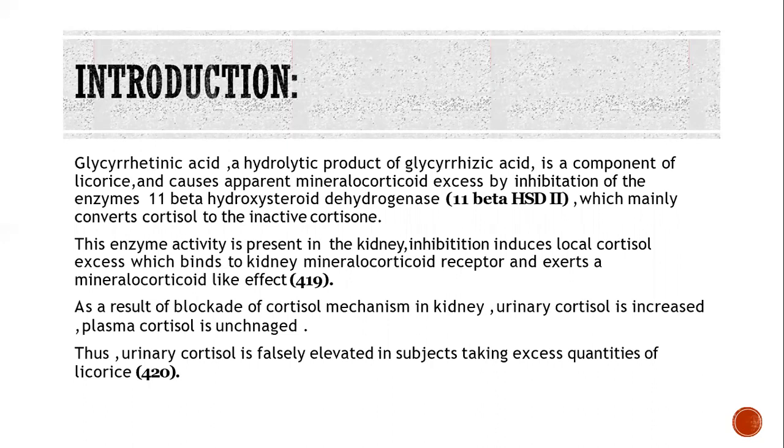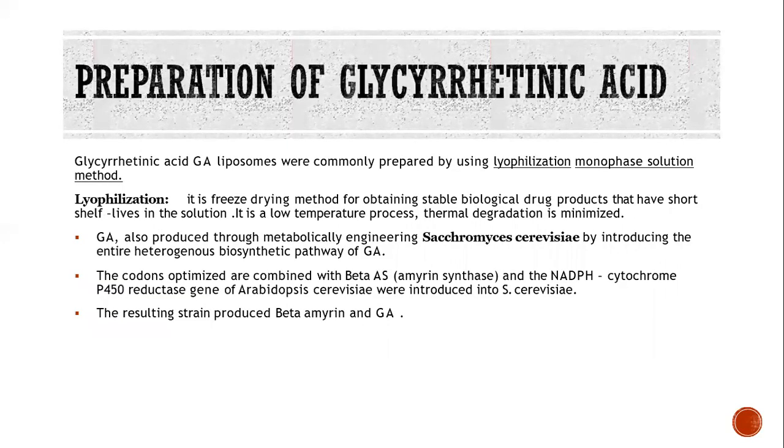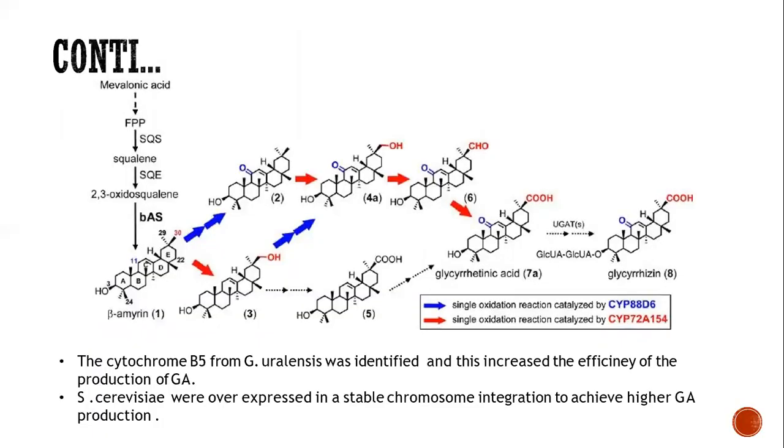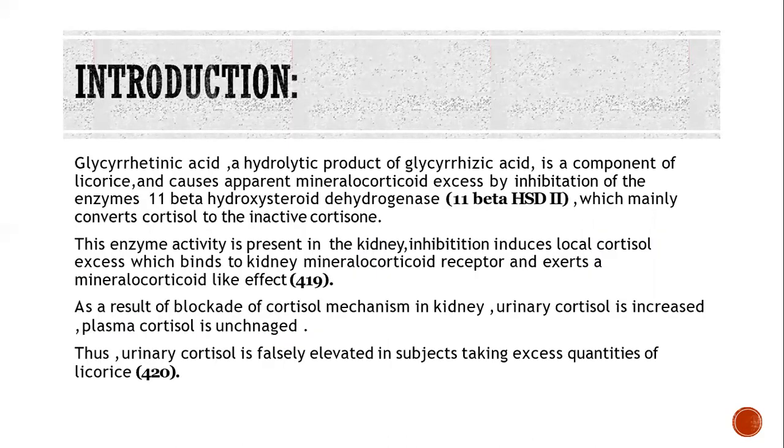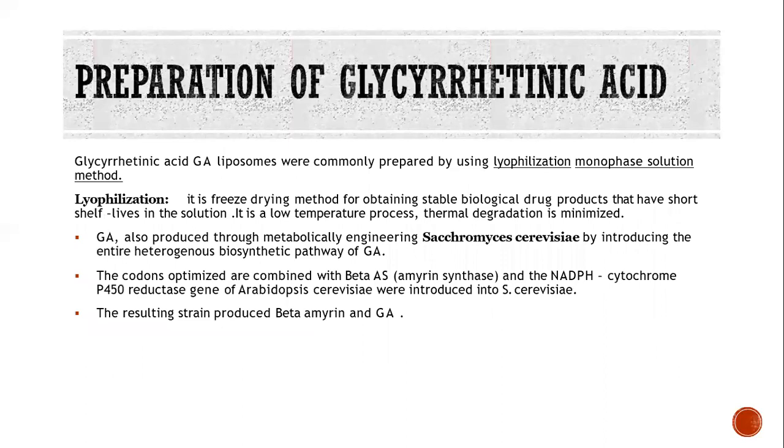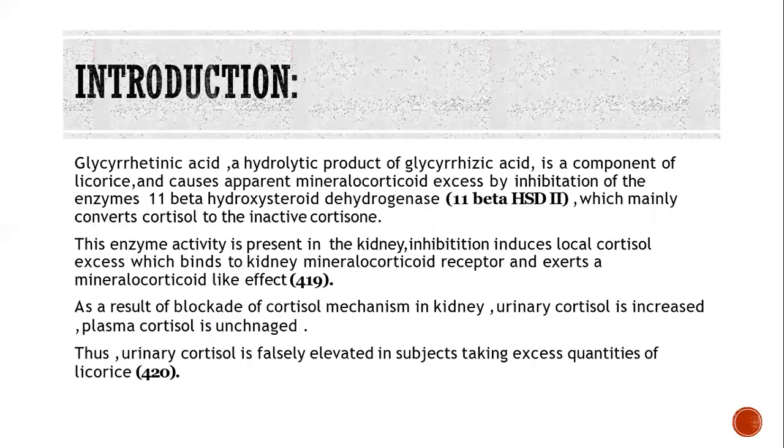Mineralocorticoids. Mineralocorticoids are a class of corticosteroids, which in turn are a class of steroid hormones. Mineralocorticoids are produced in the adrenal cortex and influence salt and water balance, keeping electrolytes and fluid balanced in our body. The primary mineralocorticoid is aldosterone. This enzyme activity is present in the kidney.